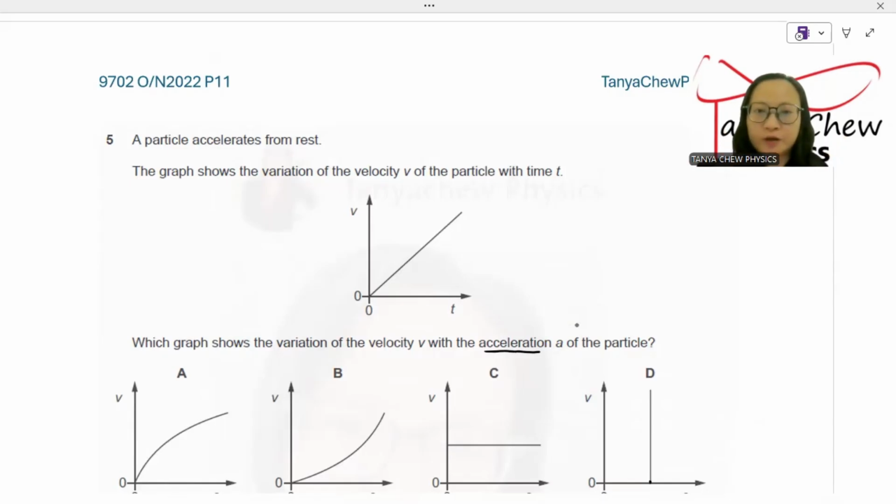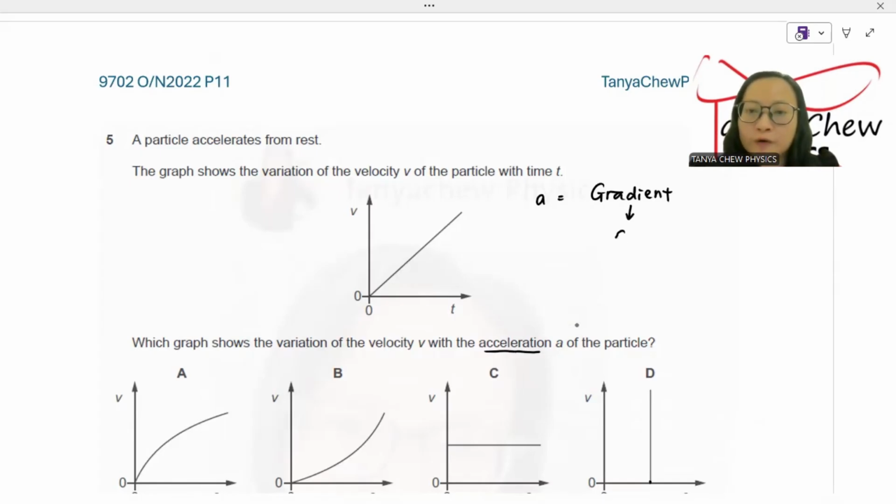When a graph is being given, this is a graph of velocity against time. To find the acceleration, remember, acceleration is gradient of the graph. This is a straight line graph. This is called a straight line graph starting from origin.